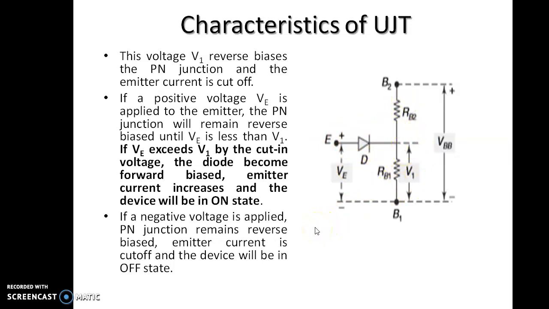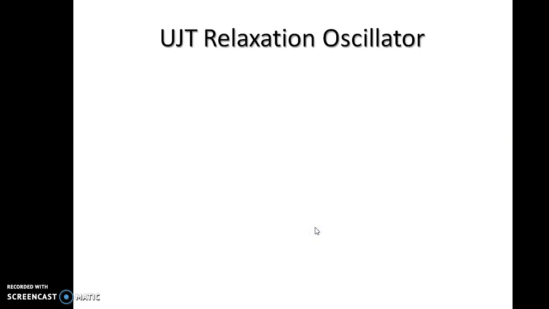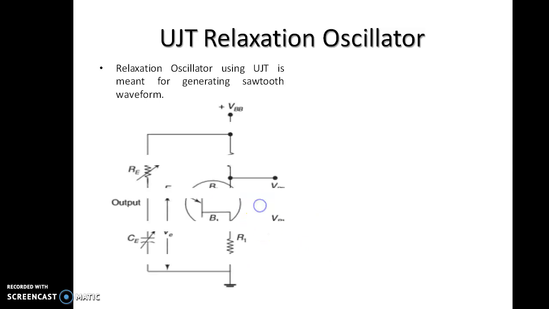So now we will move on to the application of UJT as a UJT relaxation oscillator. Now what is a relaxation oscillator? A relaxation oscillator using UJT produces sawtooth waveforms. This is the circuit diagram of the UJT relaxation oscillator.